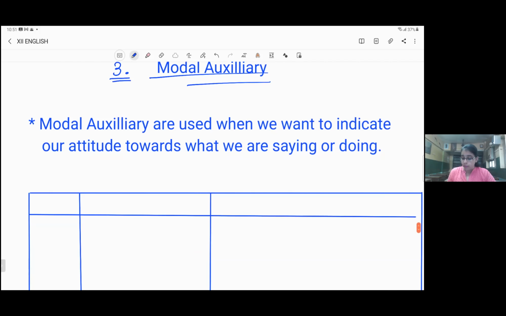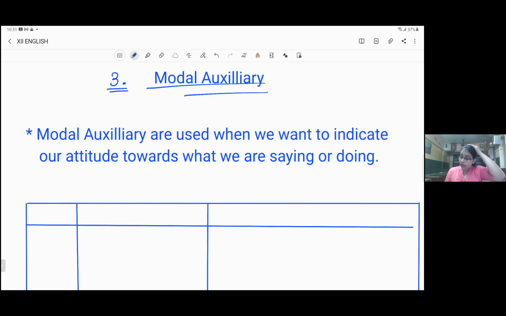Fine. Modal auxiliary is nothing, guys, but it is the word. There are mostly 11 to 12 words, and those words have their own functions. They want to indicate our attitude towards what we are saying or what you all are doing. Because without modal auxiliary, a sentence cannot work or it cannot give a meaning also.